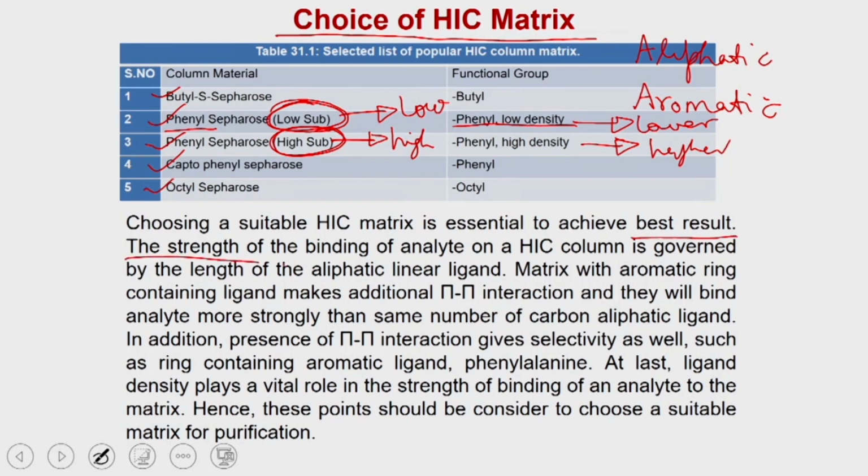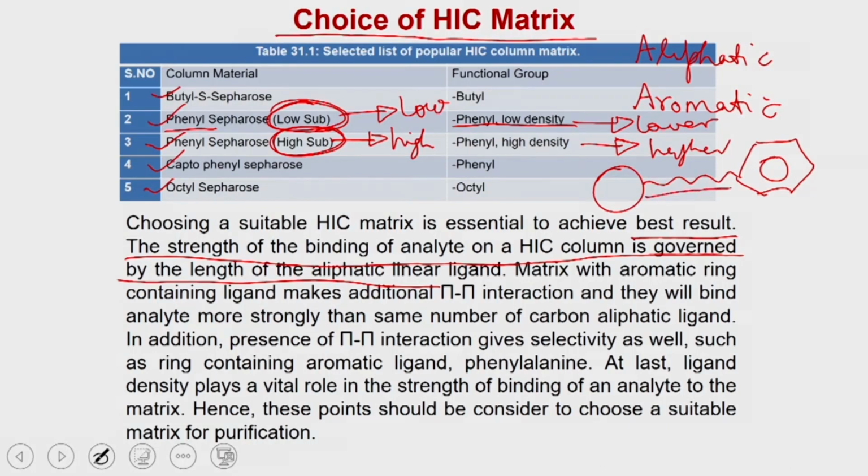The strength of binding of the analyte is governed by two factors. One is what ligand you are using for interactions, and the other is the chain length you are using, because if you increase the chain length, you are giving more flexibility for the ligand to interact with the inner core hydrophobic groups present on the proteins. So, the chain length, suppose this is a bead, and this is your HIC matrix.